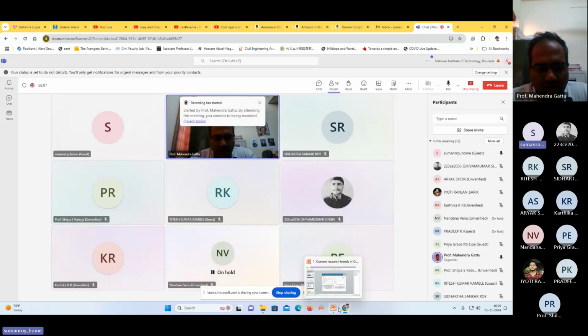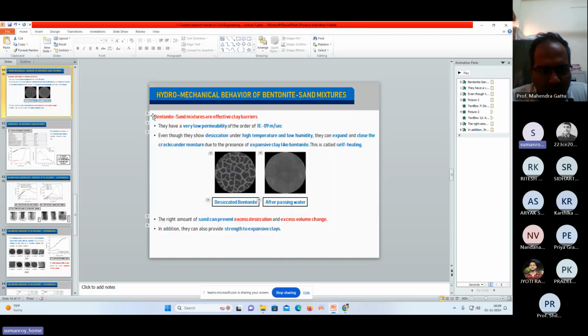No, sir. That is what I have showed actually. When water travels through the system, this is what happens. Because it's an expansive clay, there will be a huge volume change, so it will heal. The cracks will heal. The water will react with the clay, and the clay will expand and fill the cracks. Exactly, sir. That is what we call self healing.